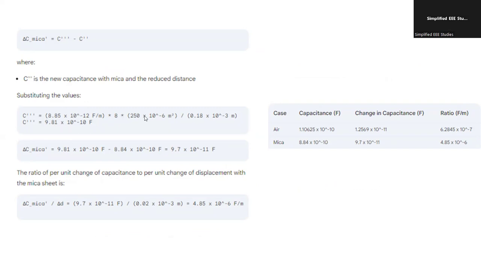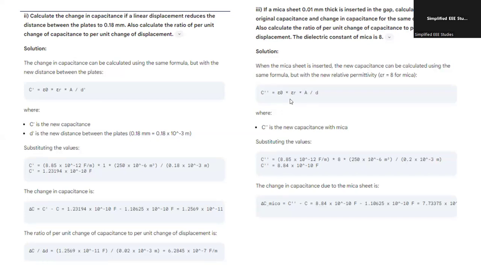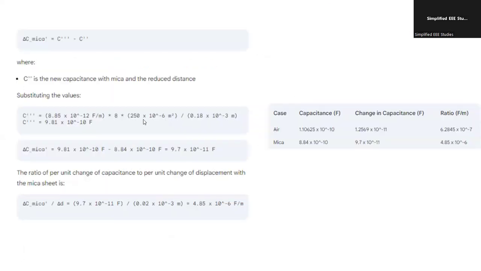Epsilon 0 epsilon r into d divided by the formula is available, epsilon 0 epsilon r A by d. Area is 250 into 10 to the power minus 6 meter square. So delta C mica is equal to 9.7 into 10 to the power minus 11 farad. Ultimately, delta C mica dash divided by delta D, you will be getting the answer. Please follow this procedure, you will be getting it. Okay, right.